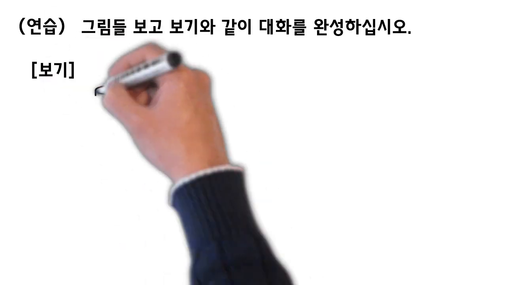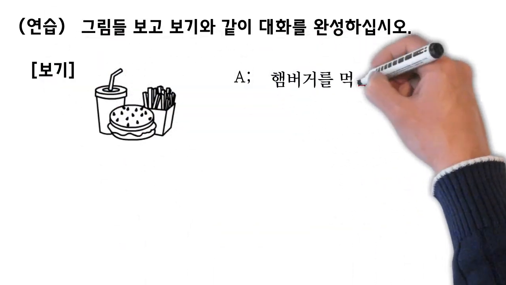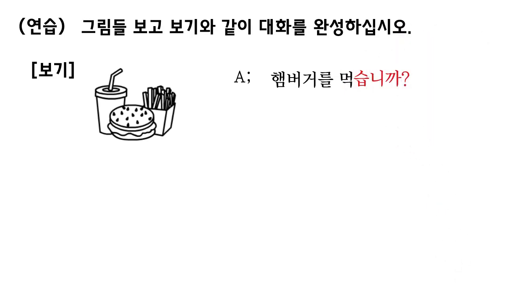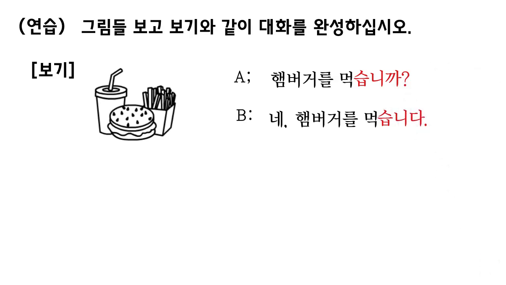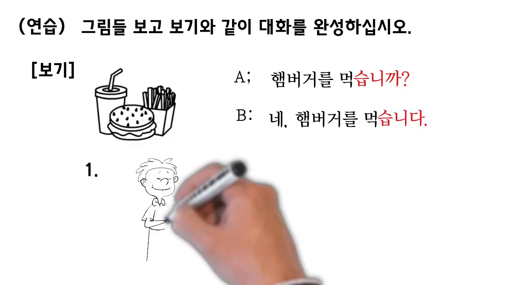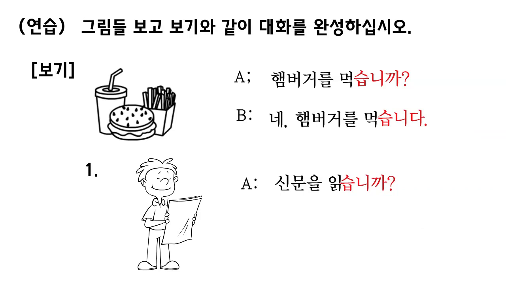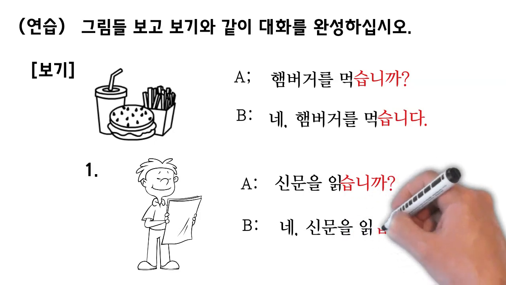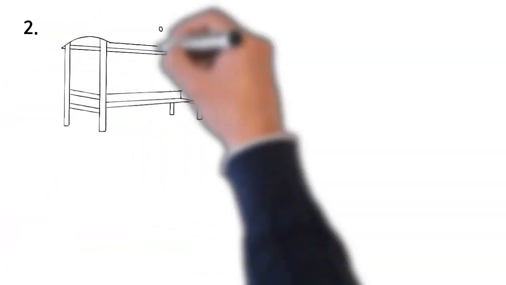연습. 그림을 보고 보기와 같이 대화를 완성하십시오. Look at the pictures and complete the conversation as shown in the example. A. 햄버거를 먹습니까? Do you eat hamburgers? B. 네, 햄버거를 먹습니다. Yes, I eat hamburgers. 신문을 읽습니까? Do you read newspapers? 네, 신문을 읽습니다. Yes, I read newspapers.